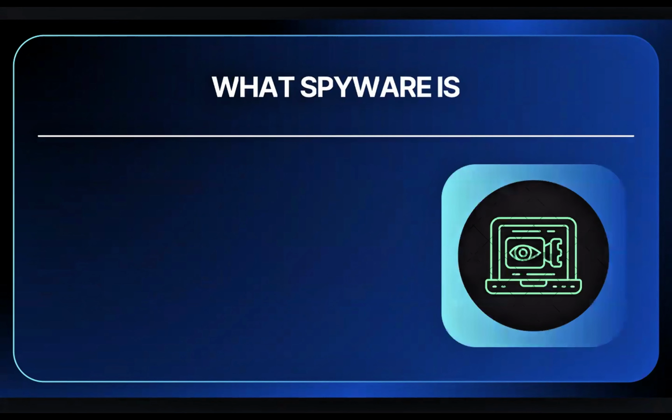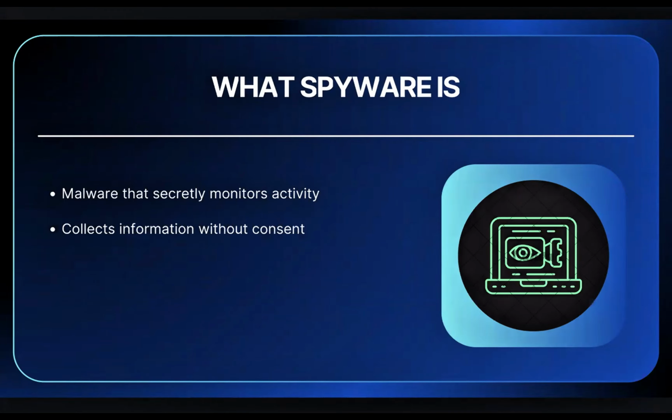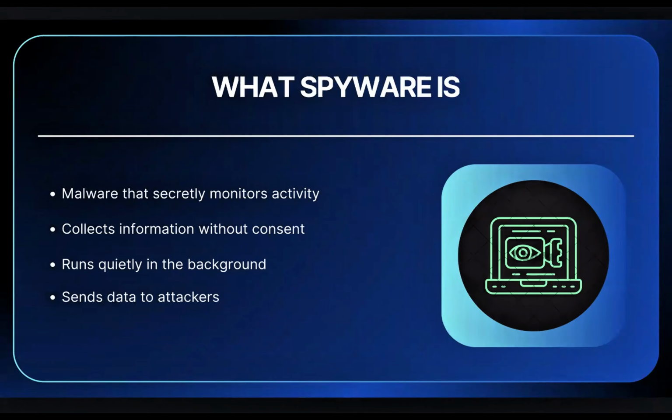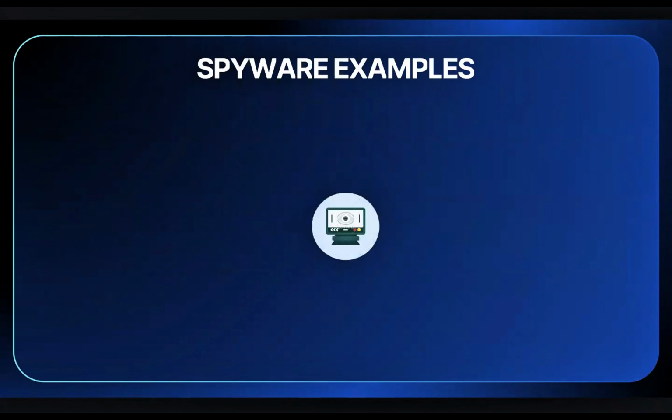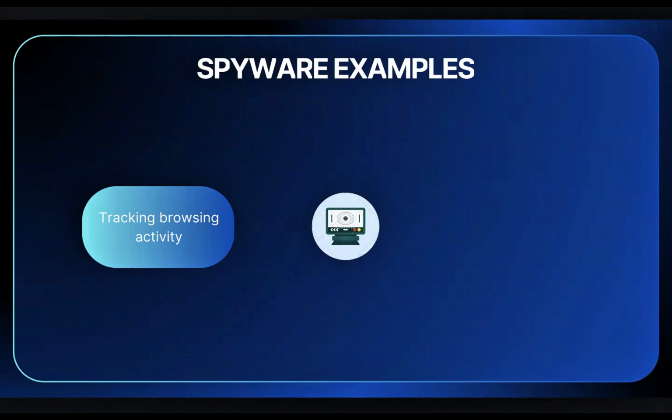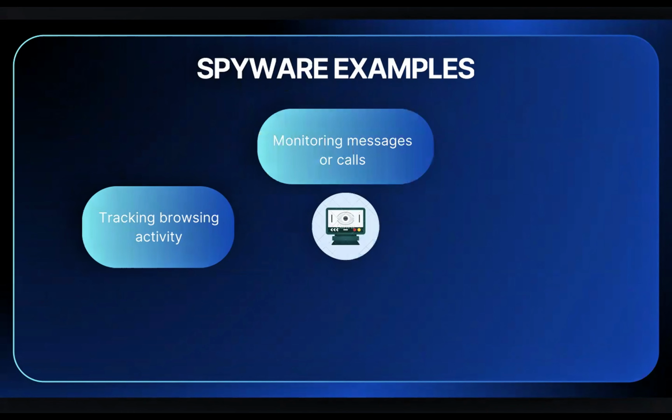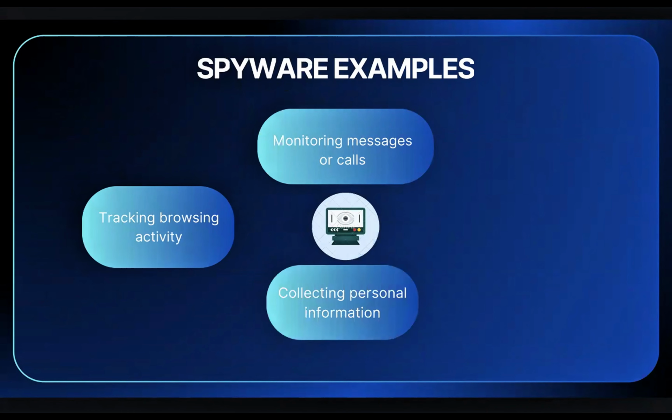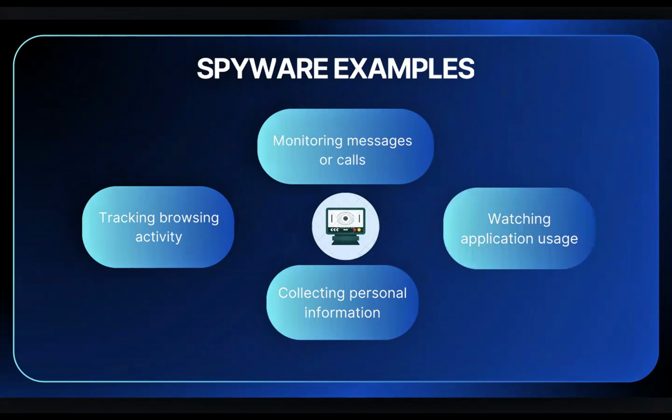Now, let's start with spyware. What is spyware? Spyware secretly observes user activity. So we can say it is malware that monitors activity without permission. It collects information without user consent. It runs quietly in the background and it sends collected data to attackers. Now, what are the examples of spyware? Let's consider a few of them. But before then, I want you to know that spyware watches how systems are used. Examples could be that they are tracking browsing activity, they are monitoring messages or phone calls, they are collecting personal information, and they are observing application usage.